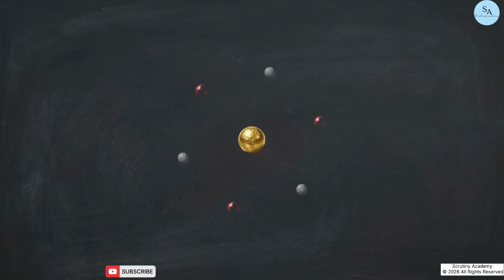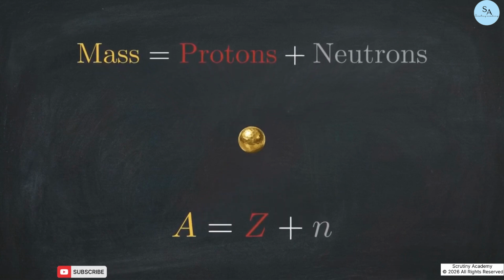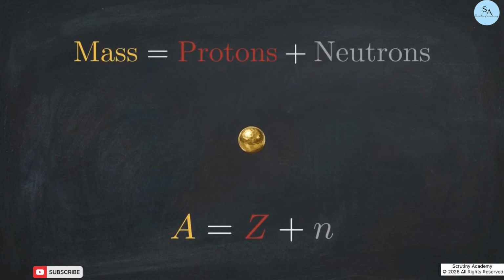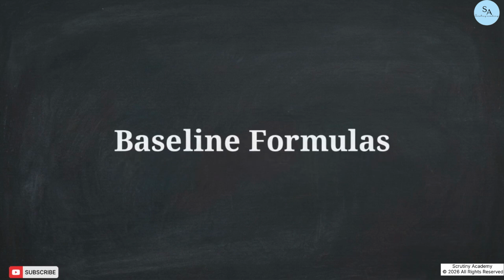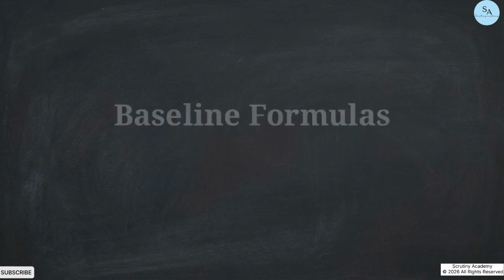This means the atom is almost entirely empty space. The concentration of mass in that tiny central volume is the core principle that governs all subsequent subatomic mass calculations. To calculate these particles accurately, we use two primary baseline formulas.